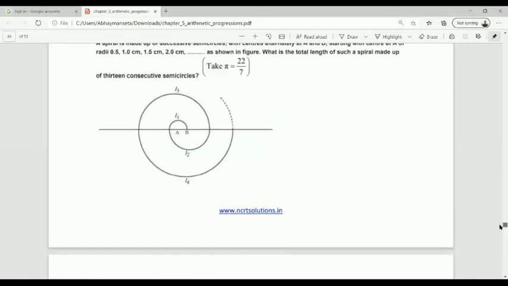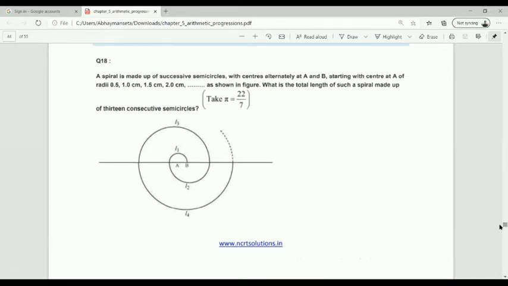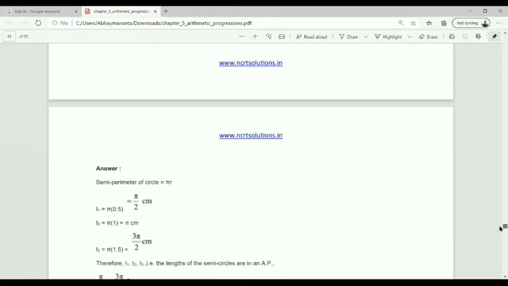made up of 13 consecutive semicircles? Here we have to take the value of pi as 22 by 7, which is already given. Now we have to start the solution.